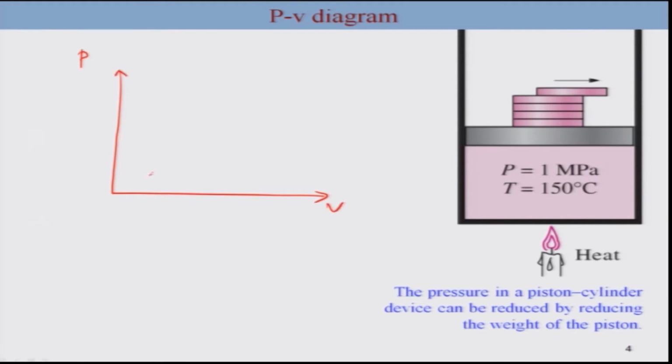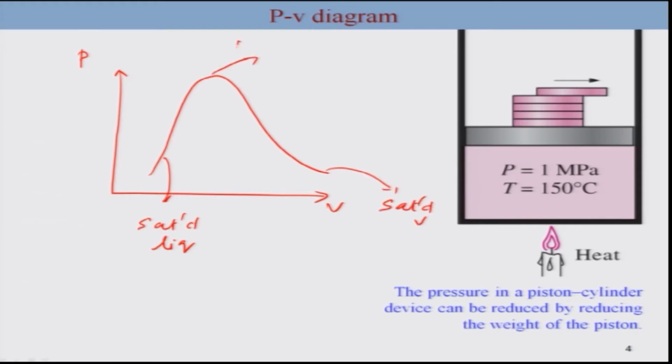Okay. So again here, the lower volume range would be saturated liquid. This is saturated liquid, this is saturated vapor, this is again the critical point, and this region is going to be the saturated liquid-vapor region. This is your compressed liquid, and this is a superheated vapor.